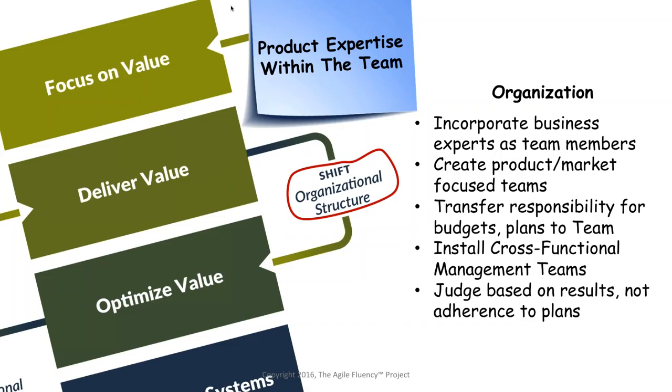There are different solutions there depending on the organization. Very much putting together product market focused teams, and transferring responsibility for budgets and planning to the team so that they know how that is working. And here we may see a shift in management structure as well, moving more to cross-functional management teams who are rigorously focused on removing any impediments in the way of the teams doing either lean startup or design thinking or whatever approaches they're going to need here. The management teams are going to be thinking more in a lean kind of way, and the organization is going to judge the outcomes and outputs of these teams much more on results than on adherence to plan.